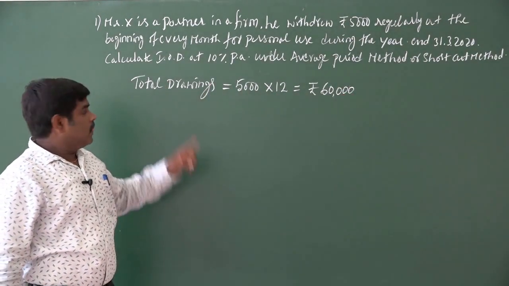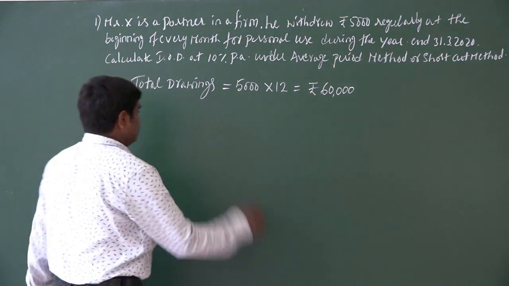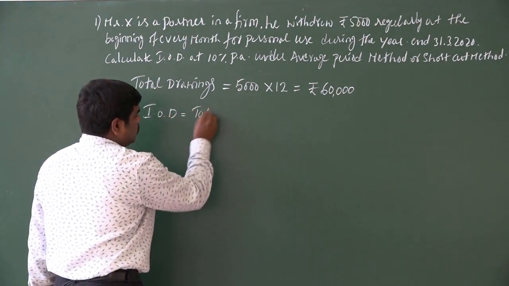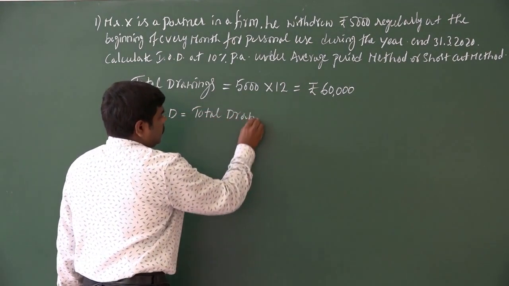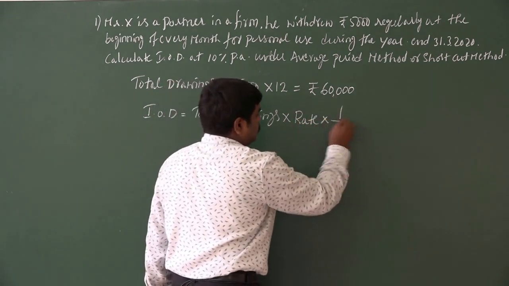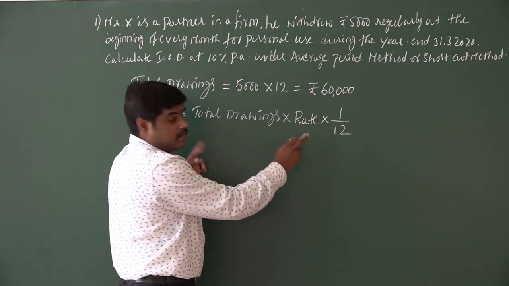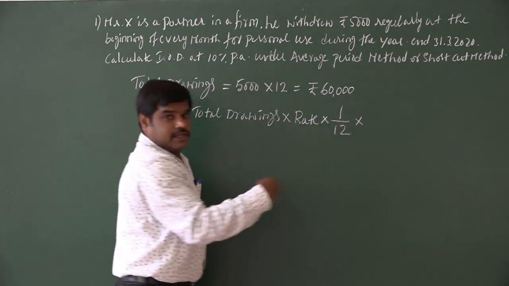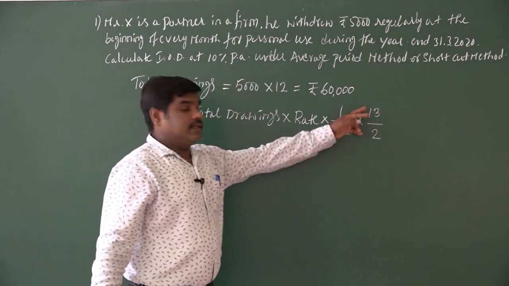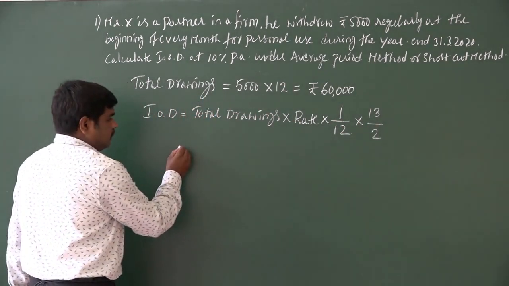So, in the average period method, first you have to calculate total drawings. Next, write the formula: interest on drawings is equal to total drawings into rate into 1/12. This is common for every average period method, but the last factor will keep changing. I told you it is 13 divided by 2. Okay. Now, apply the formula.